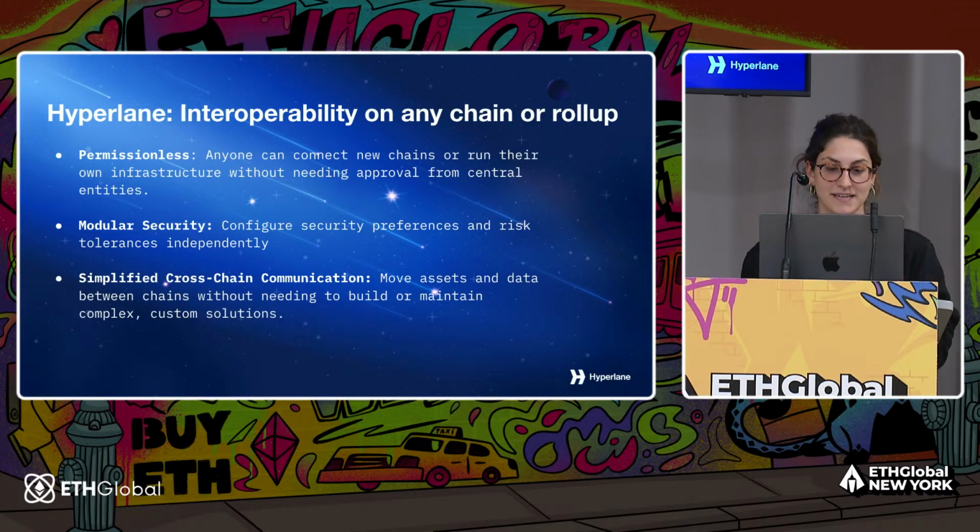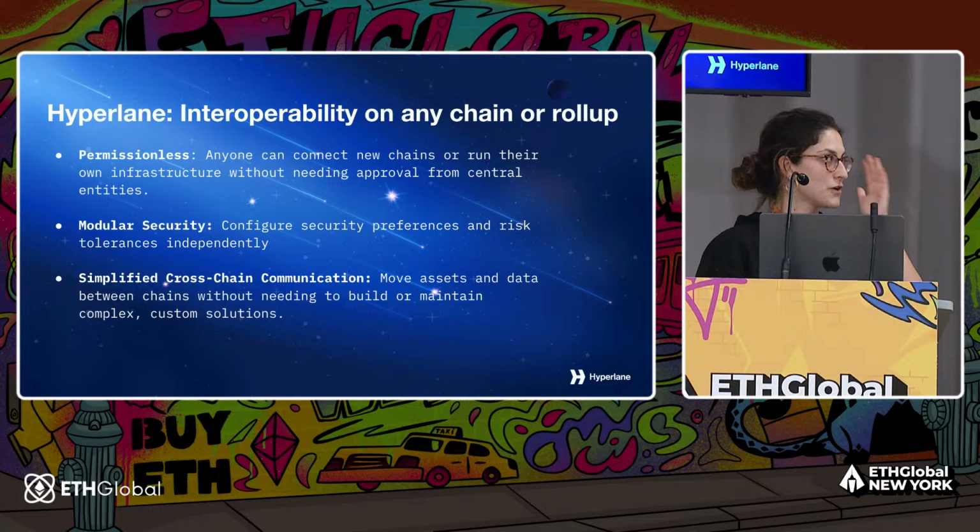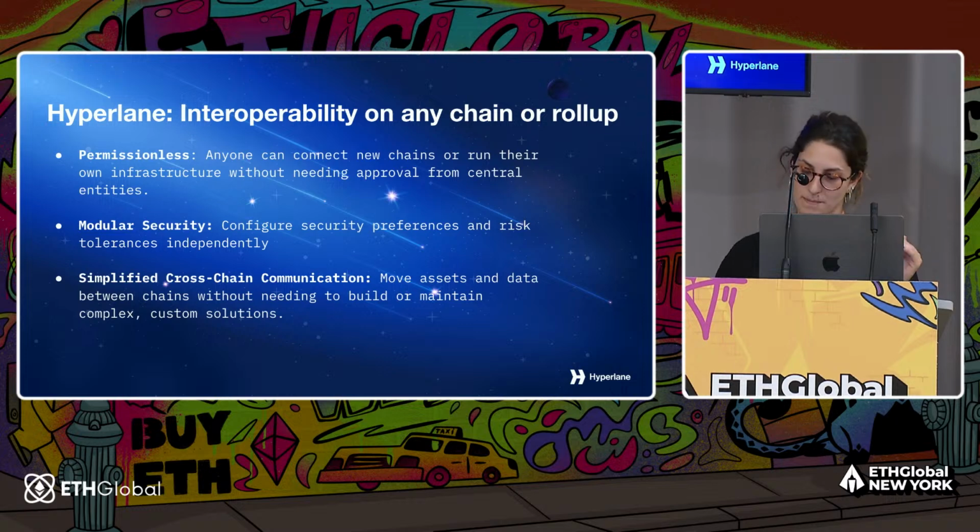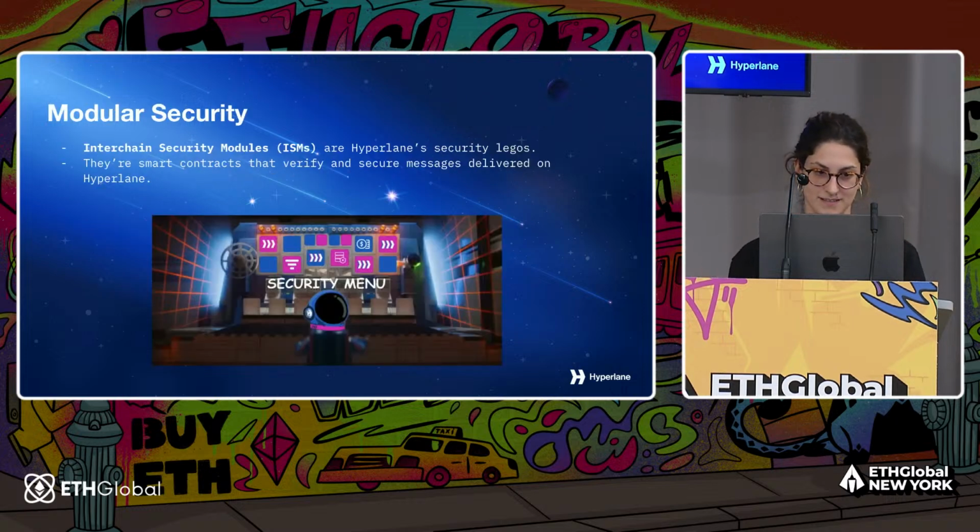And then the last component is simplified cross-chain communication. As we mentioned, Hyperlane gives you out-of-the-box tools and infrastructure to move assets between chains and to allow general message passing. And I'm going to talk a bit more about how the infrastructure is broken up.